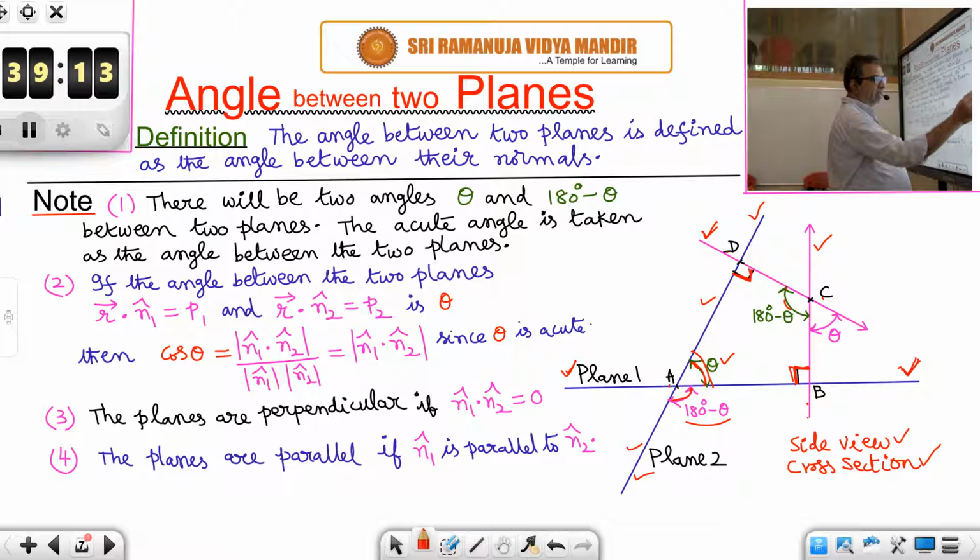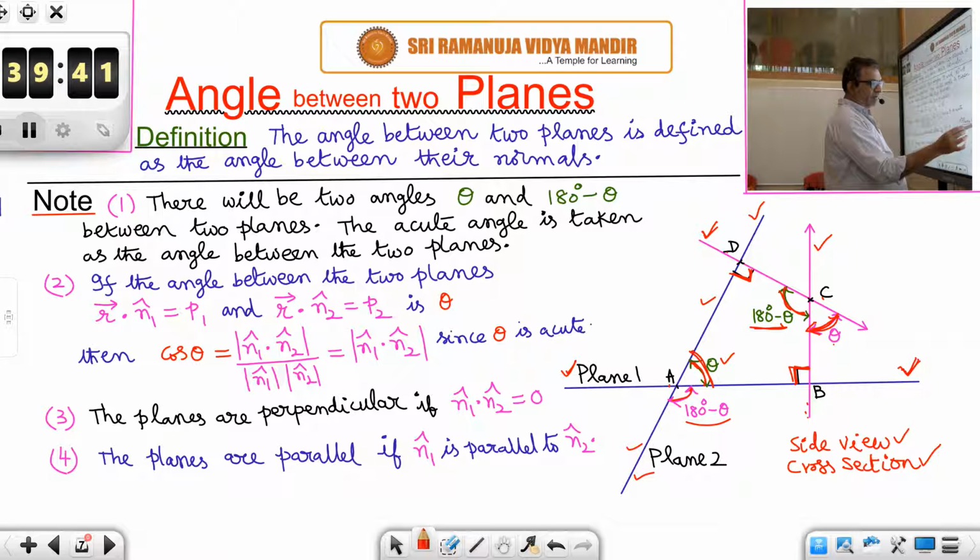90 here, 180 over. Total angle in a quadrilateral is 360. 180 is already over. So here it is theta. Therefore here it will be 180 minus theta. That means the angle between the normal vectors, the pink vectors, which are normals to the two planes, is 180 minus theta. If it is 180 minus theta, the other angle between them will be theta. Is it not?